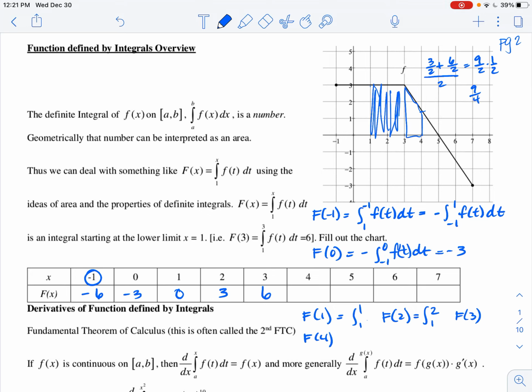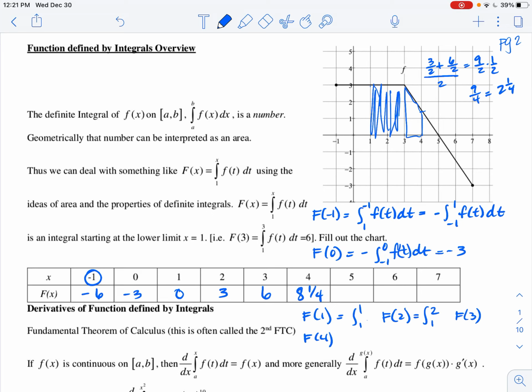And so that's what I'm going to add to 6. So let's see, that's going to be 2 1/4 if I were to write that as a mixed number. So 2 1/4 plus 6, that brings me to 8 1/4. Sorry, I'm switching from improper to mixed numbers.